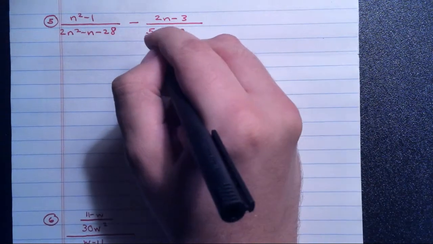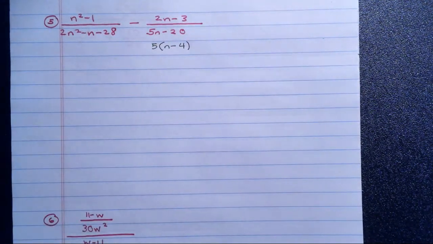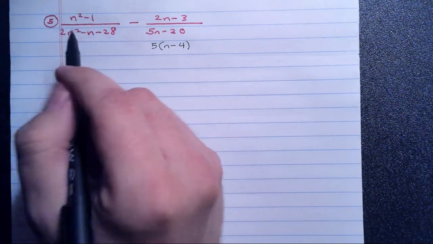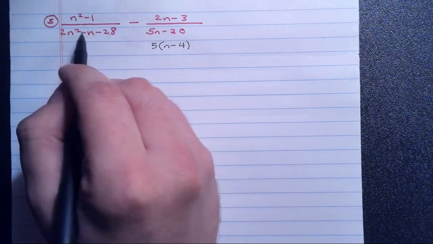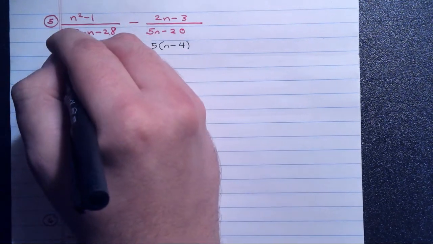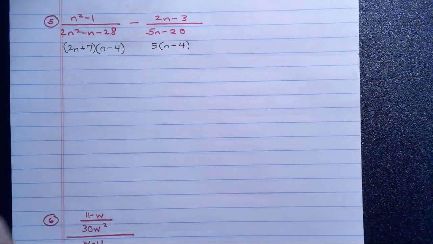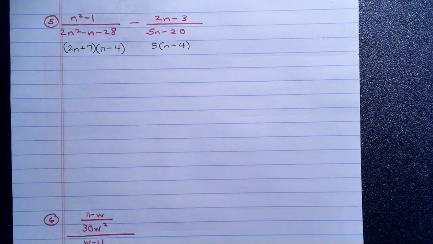So 2n squared minus n minus 28 and 5n minus 20 need to be factored. 5n minus 20 is 5 times n minus 4. 2n squared minus n minus 28. Again, I will leave it to you to factor. You'll need to find factors of negative 56 that add to negative 1, which are positive 7 and negative 8. So I will get 2n plus 7 and n minus 4. And again, the actual work of doing that I leave to you.